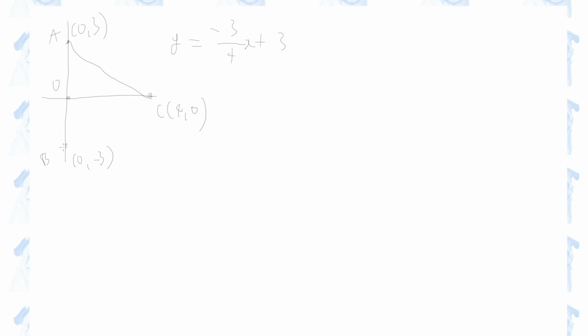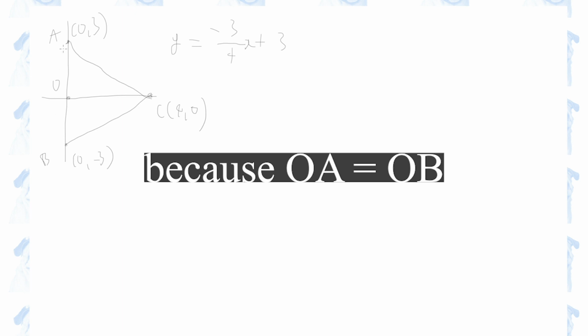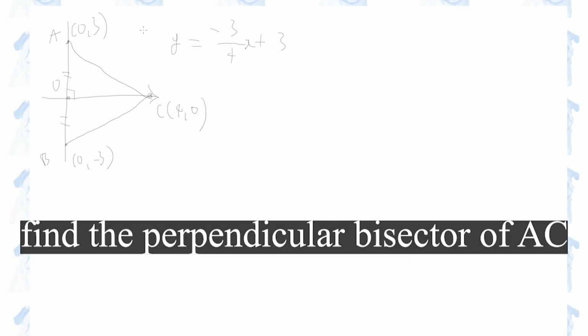And in this graph, this triangle is symmetrical about the x-axis. The x-axis is actually the perpendicular bisector of the side AB. So what we need to do is to basically find the equation of the perpendicular bisector of AC and get the coordinates of the intersection between the x-axis and the perpendicular bisector of AC.